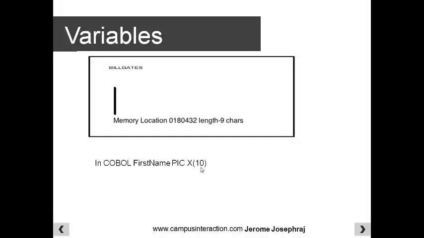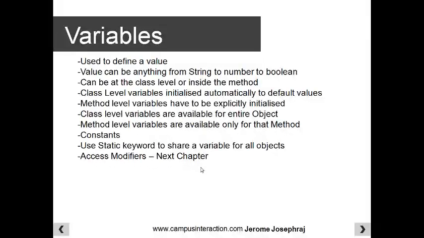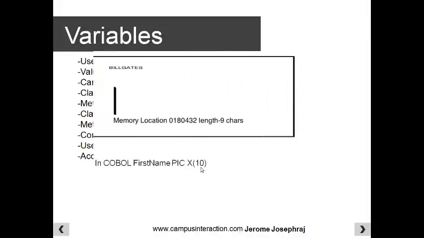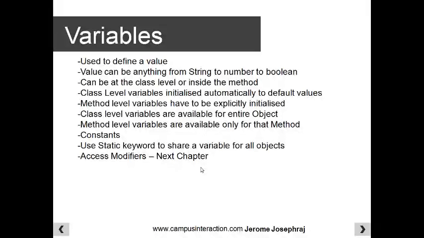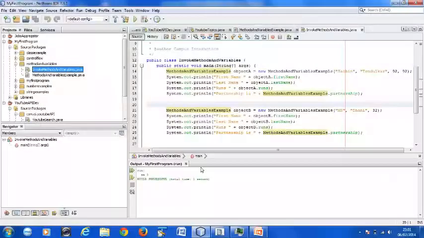So in modern languages such as Java, we don't define a length. I'll show you how to define a variable. Basically, variables, as you know now, are to store a value. It can be anything from string to number to boolean. So let's look at some coding.